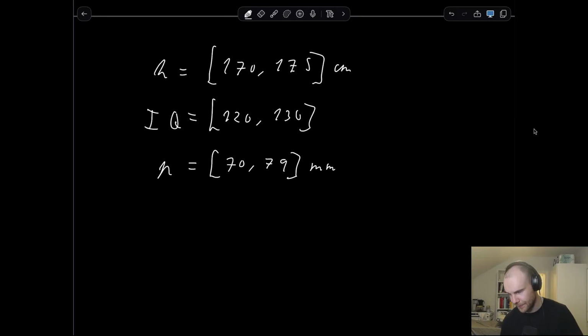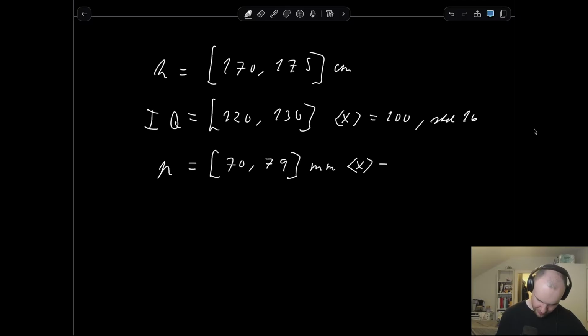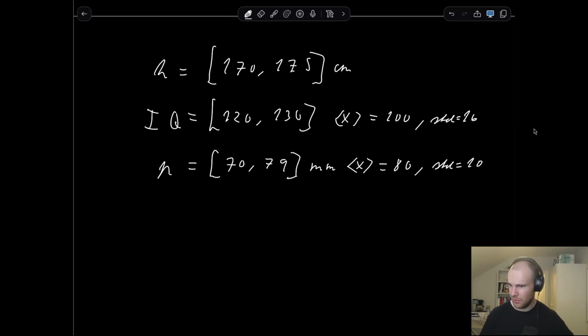Okay. So in order, and of course with the IQ we have a mean. So let's say here we have a mean of 100 and a standard deviation of 16. And here we have a mean of 80 and a standard deviation of 10. So that's a lot.